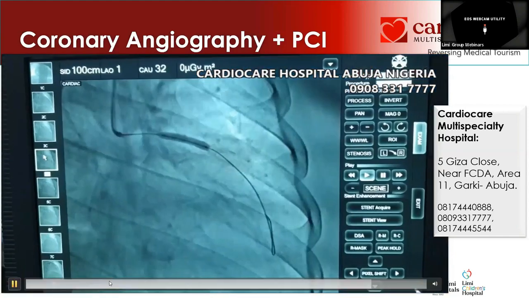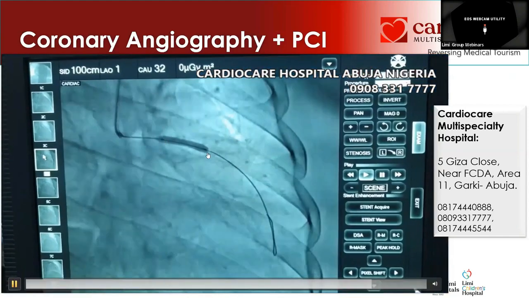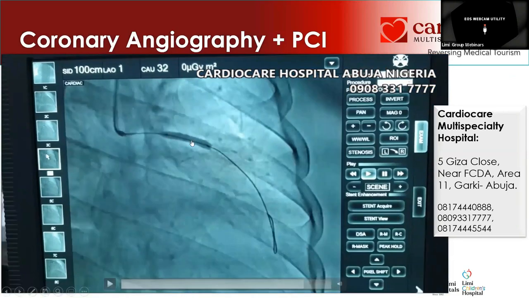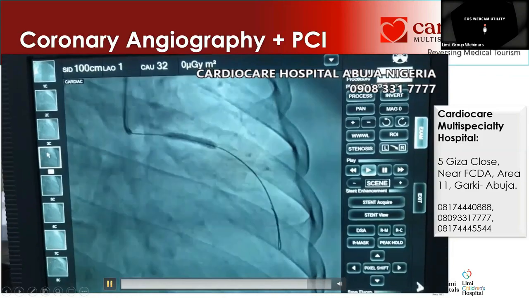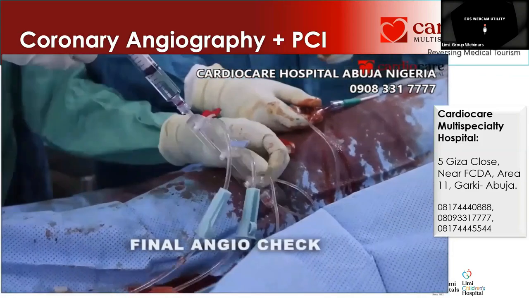Now you can see while we are inflating, you can see the area that is showing the stent being deployed. And this is that coronary wire that we passed in. This is the catheter. It passed in across that blockage. And then we can now deploy the stent using that inflation device that is measuring exactly how many atmospheres.